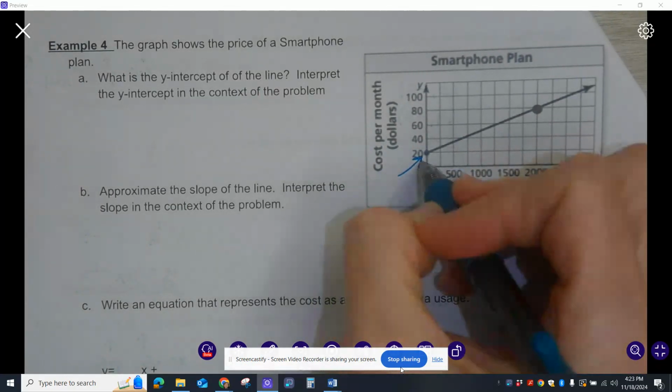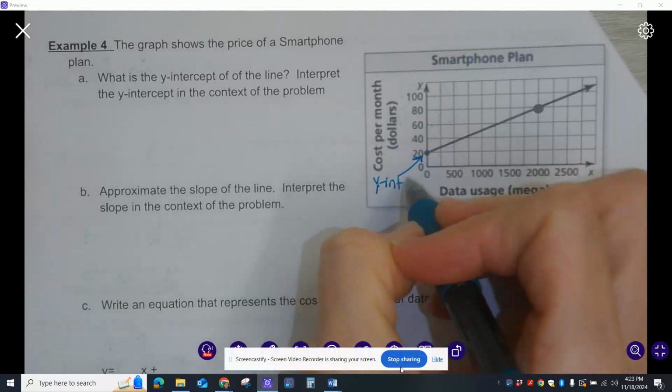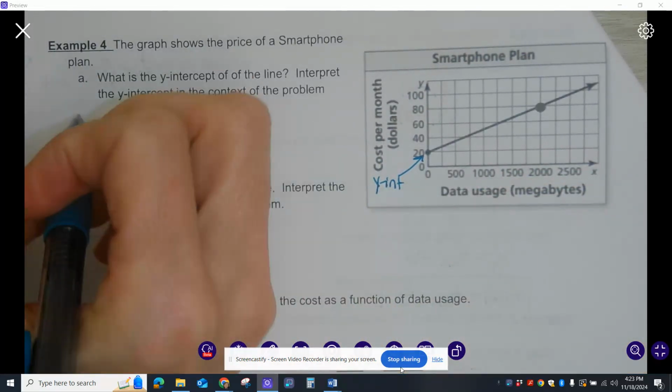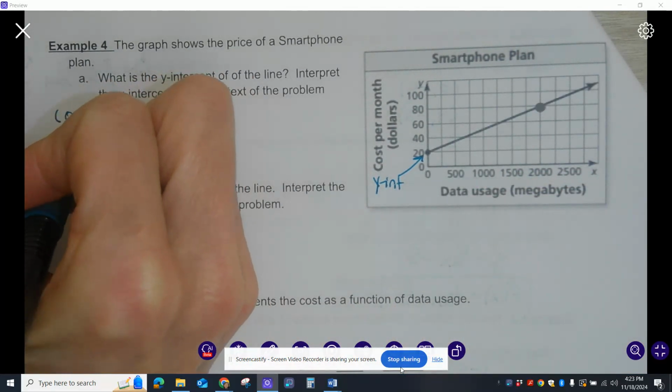Now the first part says, what is the y-intercept? That is the y-intercept right there. What is the y-intercept of the line? It is 0, 20.